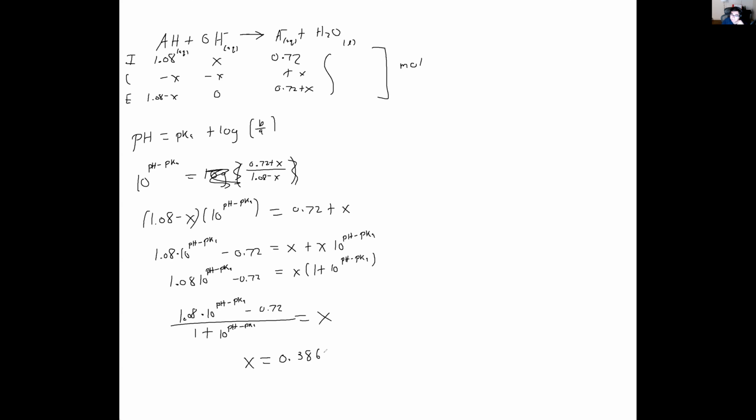So this is 3.386, and this is the moles of OH minus that we need to add, since the table was in moles. Then all we should have to do is convert this into volume. So if we start with 6 molar, we have 0.386 over the volume, and then we get 0.386 over 6, oops, equals the volume.